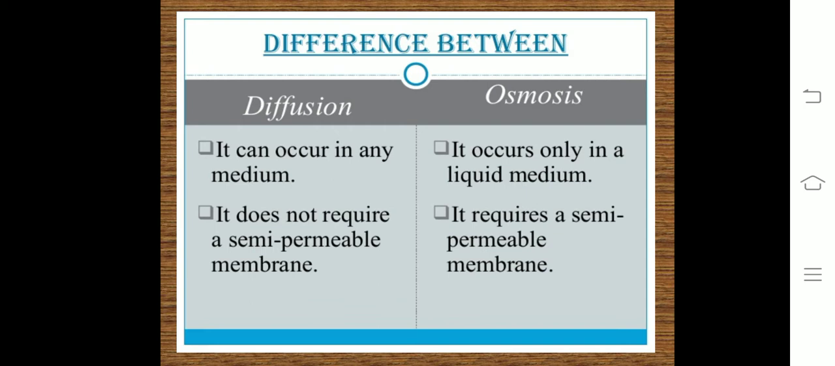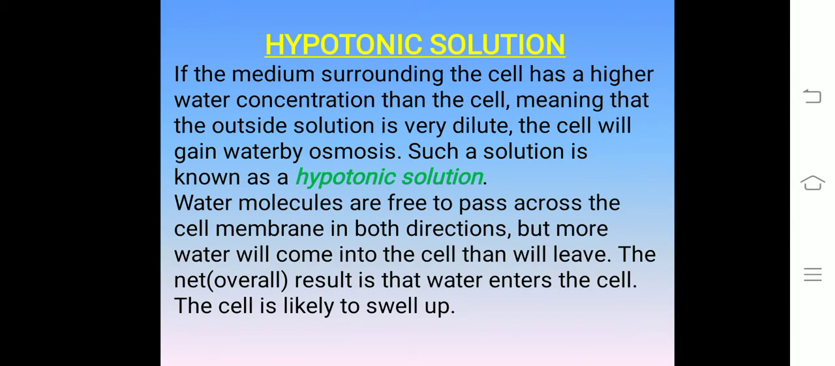What will happen if we put an animal cell or a plant cell into a sugar solution or salt solution? We can get three types of solutions: hypotonic solutions, isotonic solutions, and hypertonic solutions. Let's discuss them one by one.